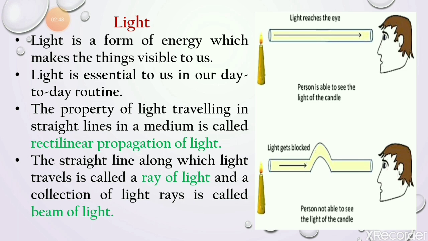Now the straight line along which the light travels is called a ray of light. And the collection of light rays, meaning when so many light rays are there, that collection of light rays is called a beam of light. So students, these things you have also studied in class 6th.